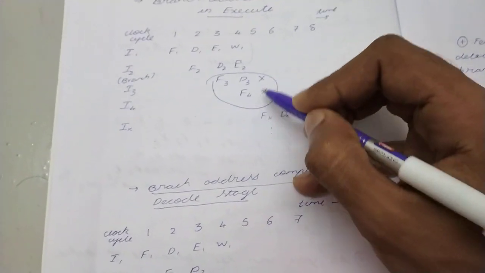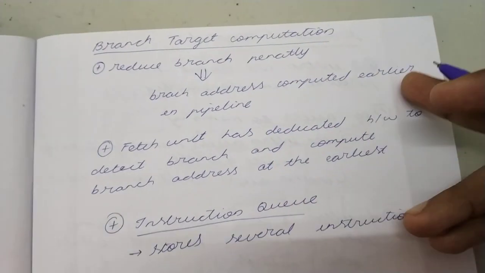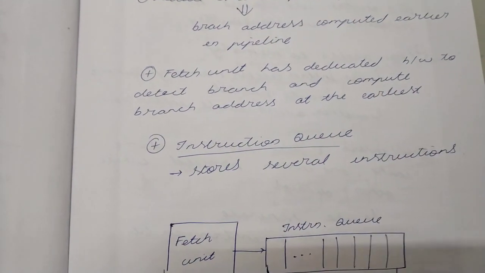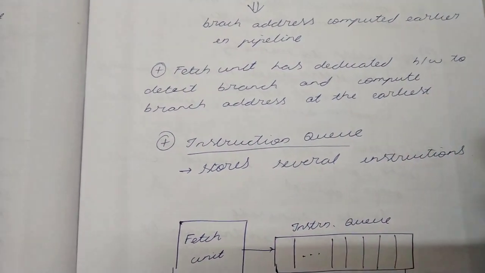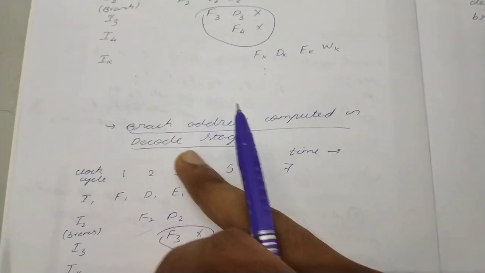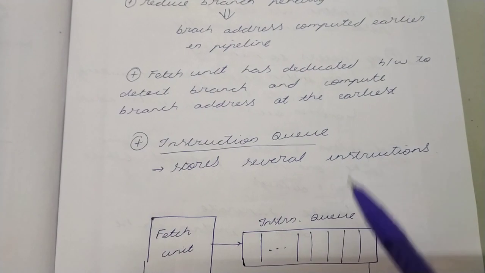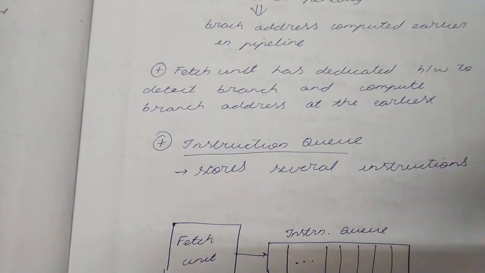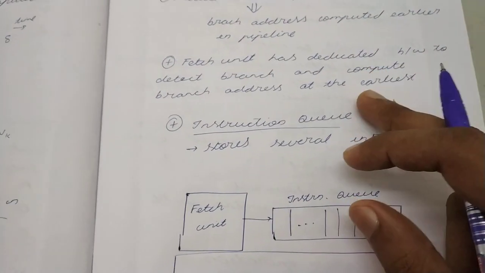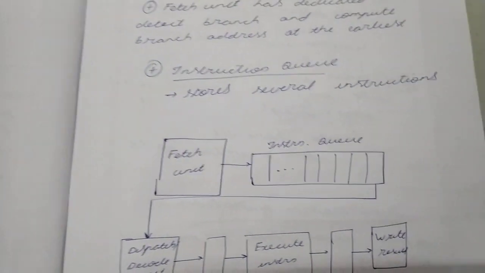Here we can see a lot of wastage of pipeline, and here also we can see the wastage of pipeline. In order to avoid this, we should compute the branch address at the earliest. So the fetch unit has dedicated hardware just to detect the branch and compute the branch address at the earliest. Even here we computed the branch address during the decode stage. There are fetch units which can compute the branch address in the fetch unit itself. It doesn't have to go to decode to compute the branch address. It is possible in some fetch units, so that this kind of wastage will not happen.